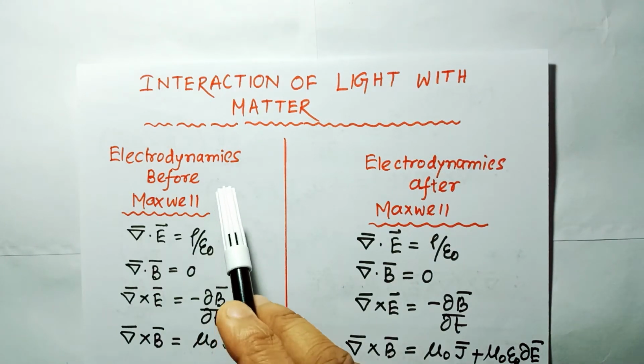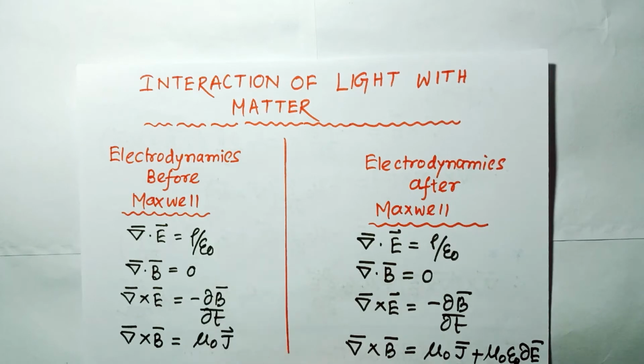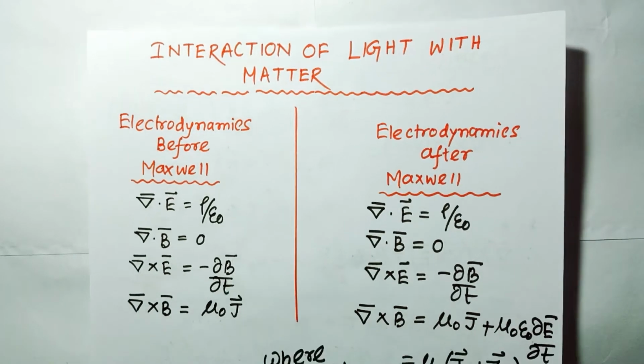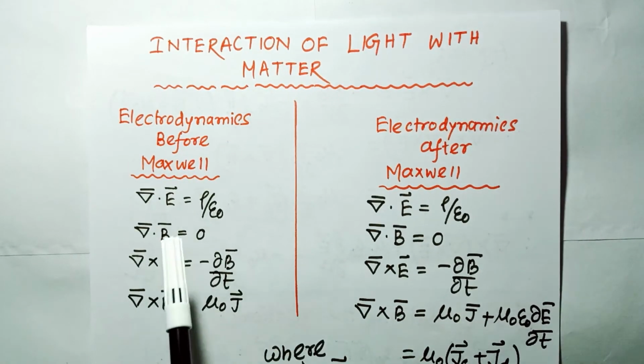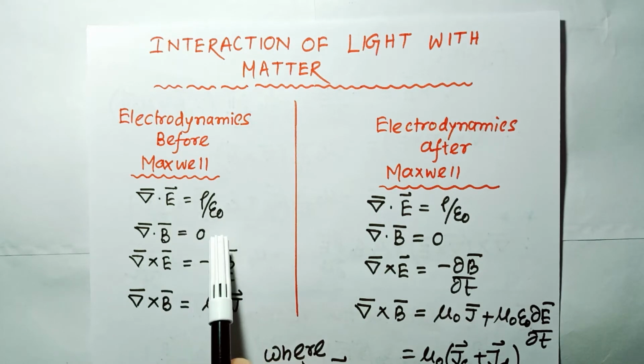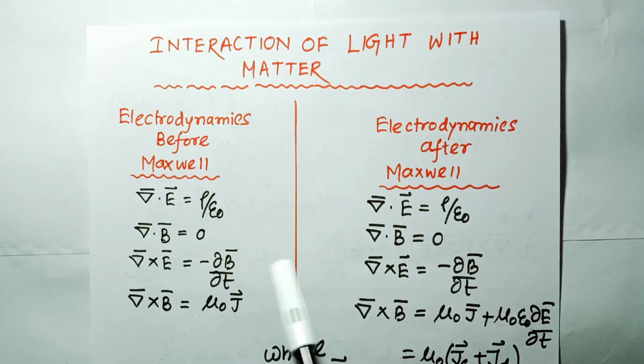This is the basic electrodynamics equation before Maxwell. We can see the four sets of equations. The divergence of E is equal to rho by epsilon naught. The divergence of B is equal to 0, as B is called a solenoidal vector. The curl of E is equal to minus del B by del t, and the curl of B is equal to mu 0 J. And there is the Maxwell corrected sum of these equations.